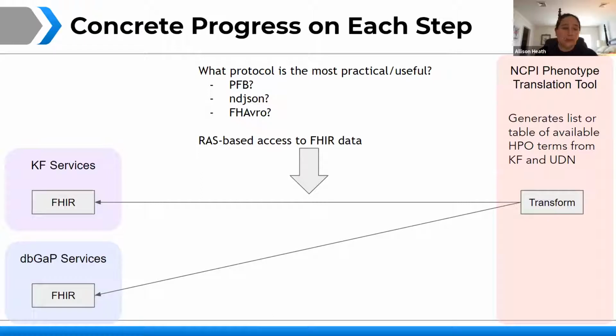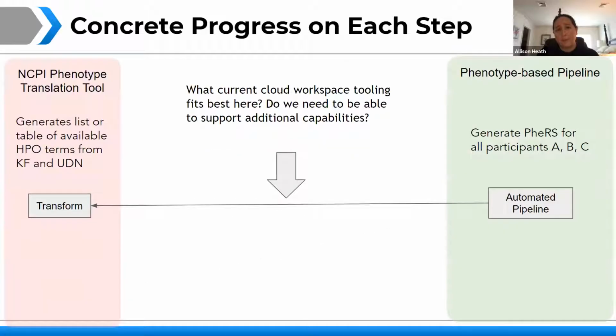Is it really just, you can actually pull from the API directly into R, and that's perfectly fine. As Valerie alluded to, I think this will push on the RAS-based access to the FHIR data, and how do we do that? And to get from this step to this step, those are the questions we're going to have to answer. Go to the next one.